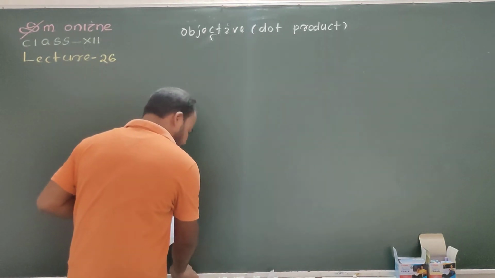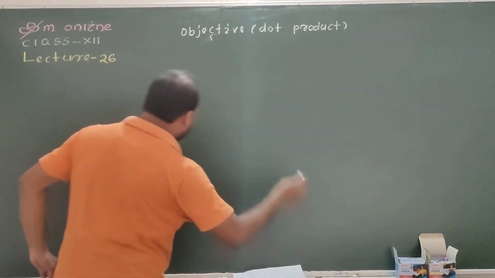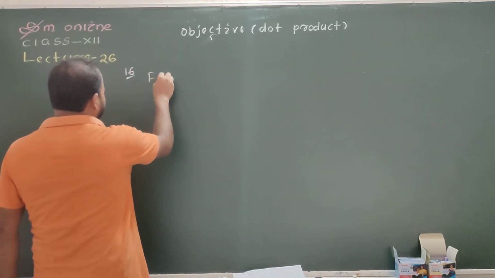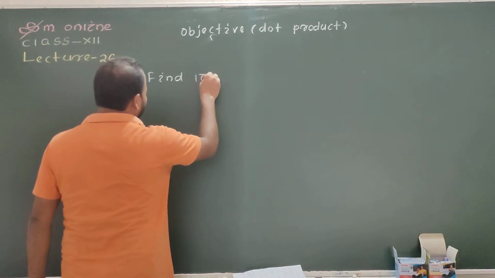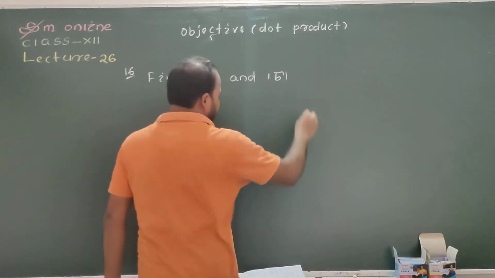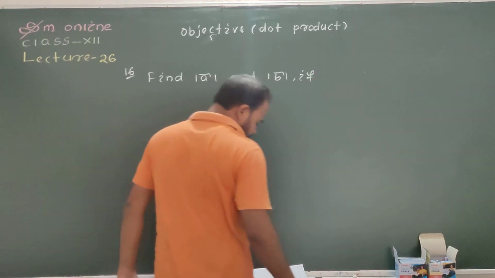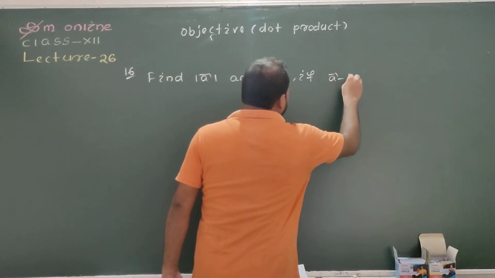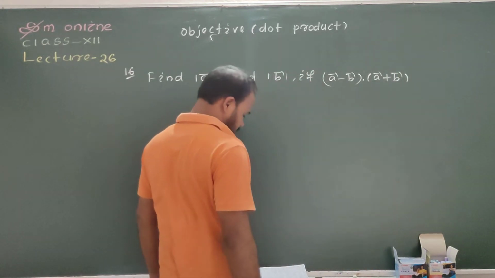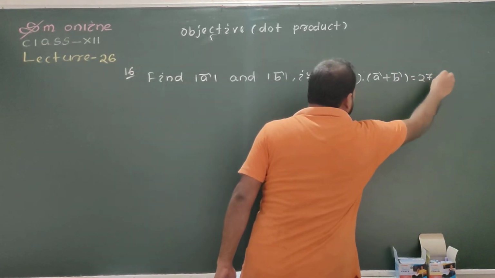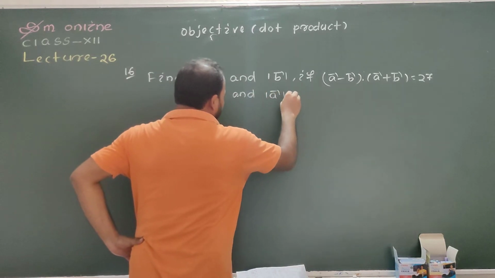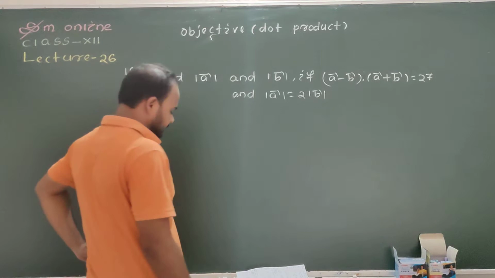Question number 16. Find magnitude of vector A and magnitude of vector B if vector A minus vector B dot vector A plus vector B is equal to 27, and magnitude of A is equal to 2 into magnitude of vector B.